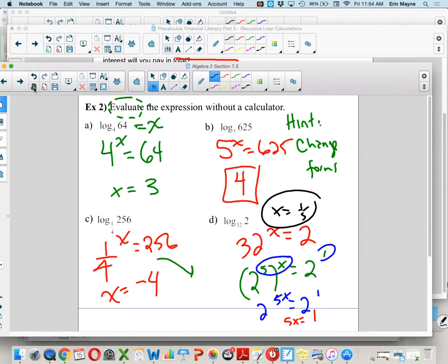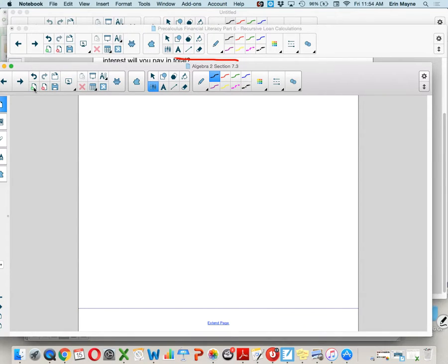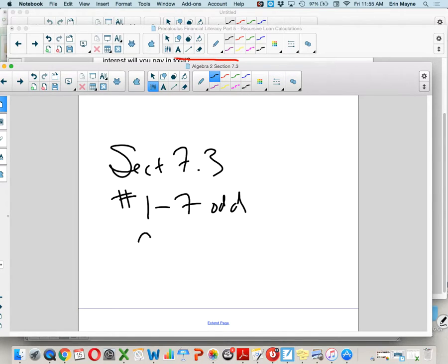Okay, section 7.3 is your homework. So here's what you're going to do. The first section, I just need you to get good at this. So you're going to do numbers 1 through 7 odd. You're going to do 9 through 16 all. And on the back, let's just do 29 to 37. It's literally the steps we just worked on.